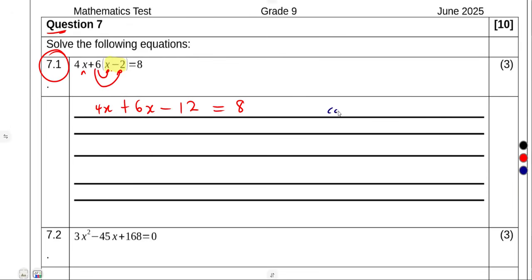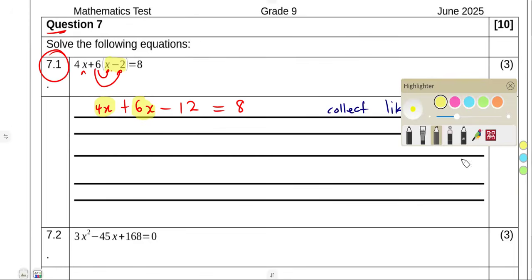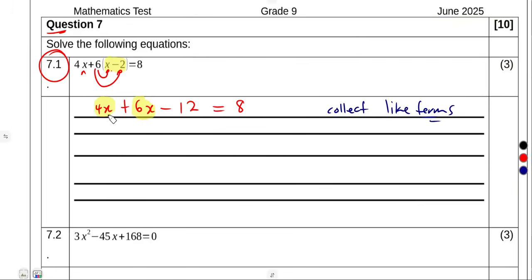Then collect the like terms. Remember the issue of like terms. Actually, you have to simplify them. In this case, we have got this part of x. These are like terms, so combine them together, 6 and 4. That's 10x. Minus 12 is equal to 8.